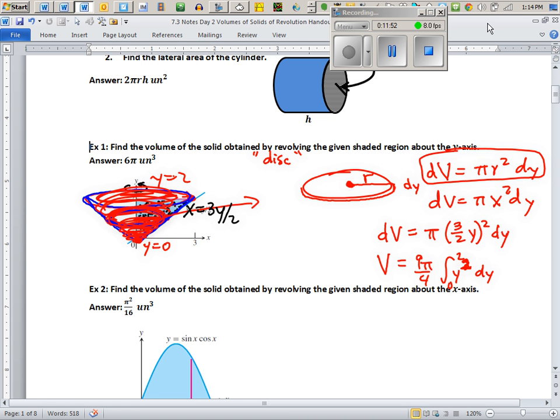And this just gives you 1/3 y cubed, evaluated between 0 and 2. Let's pursue it real quick. We have 9 pi over 4 out front, and we have 1/3 times 2 cubed minus 1/3 times 0 cubed, and this recovers that 6 pi.